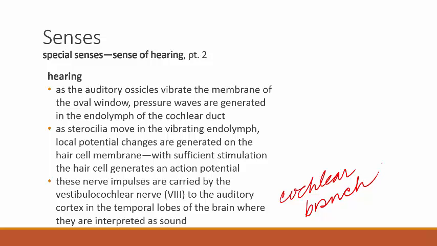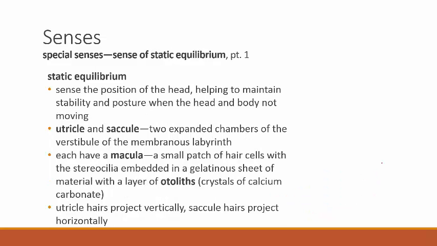And then those sensations arrive at the temporal lobes of the brain, and we interpret them as sound there at the temporal lobes. So that is how we hear. And it's all because of mechanoreception that's happening there at the hair cells along the tectorial membrane of the cochlear duct of the cochlea. Okay, so that's hearing. So let's talk then about equilibrium.